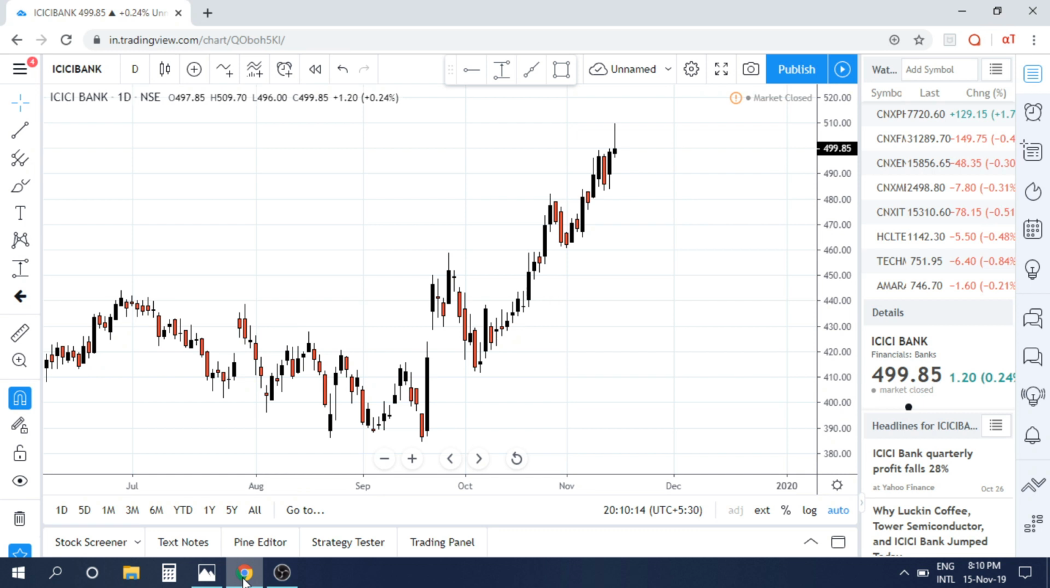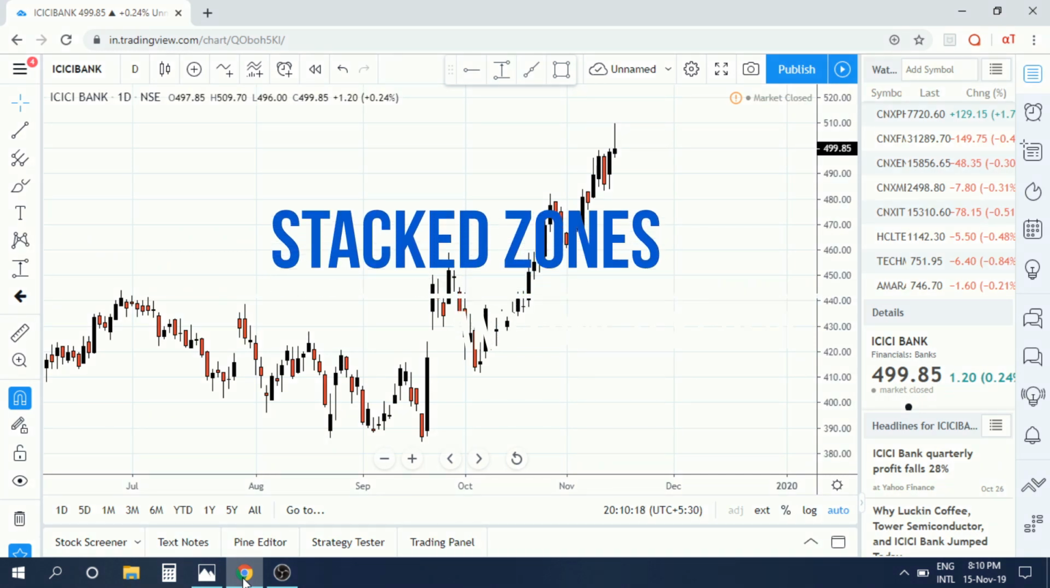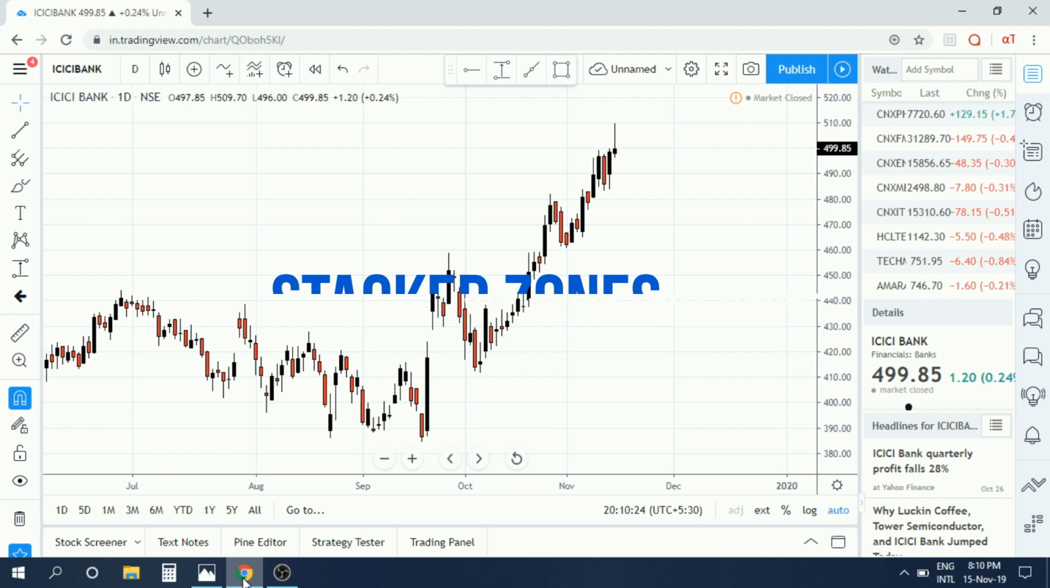So today we are going to learn in part 6 of the basic building block series something which we call stacked zones. So what are stacked zones? Often you would find that there are two zones that are very close to each other, that are almost touching each other or are just touching each other. So let me give you an example.